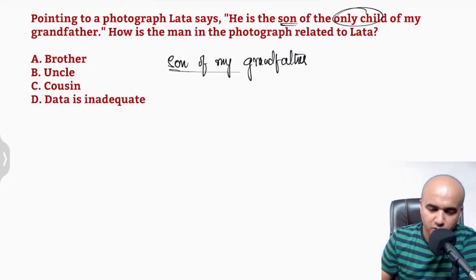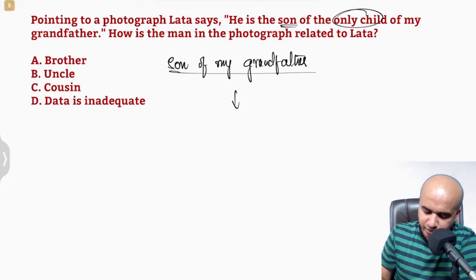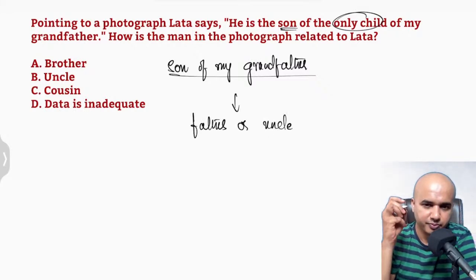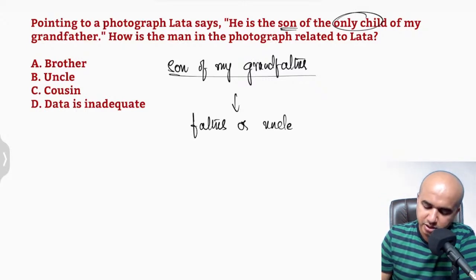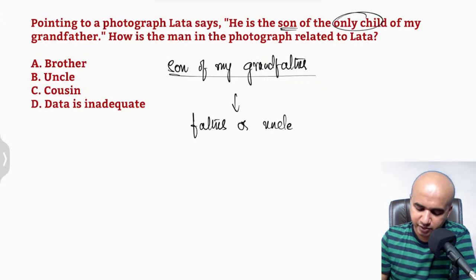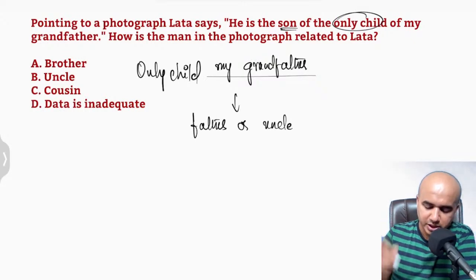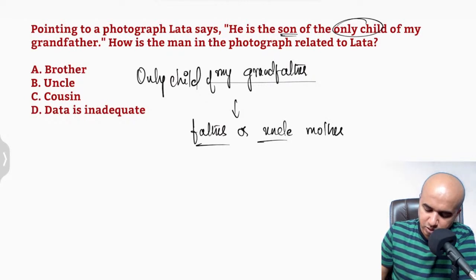If it is only son of your grandfather, it could be your father or even uncle, right? But in this case they have very specifically mentioned son of the son of the only child. No, okay, if I have to look at this, only child of my grandfather could be my father, my uncle, my mother, or my aunt.